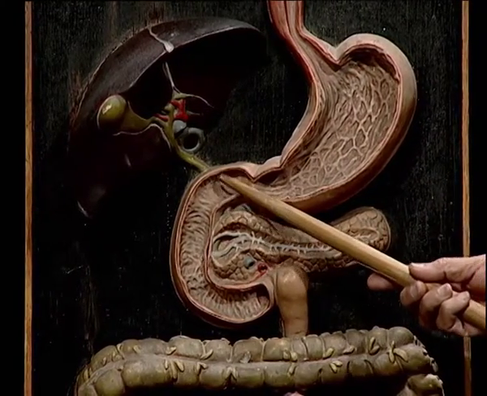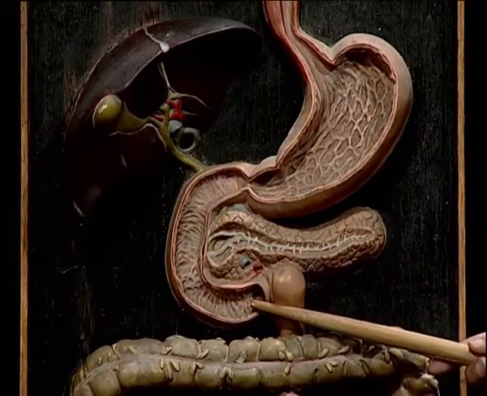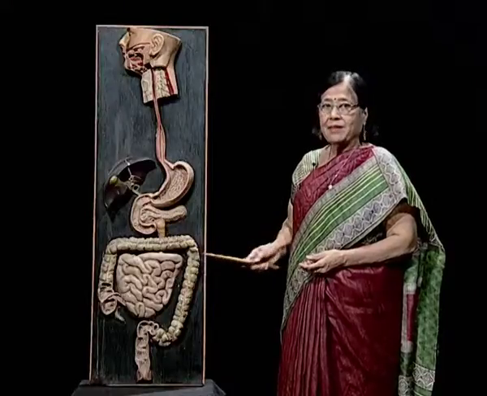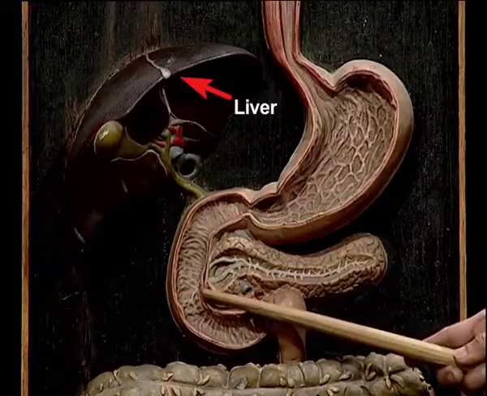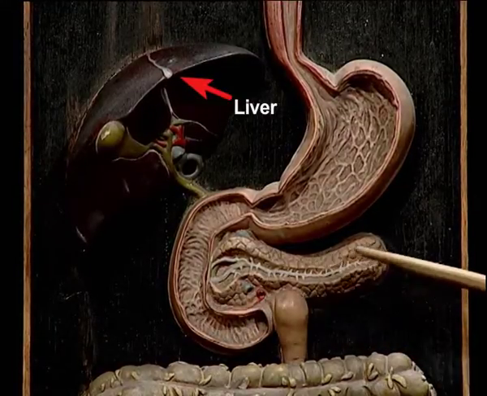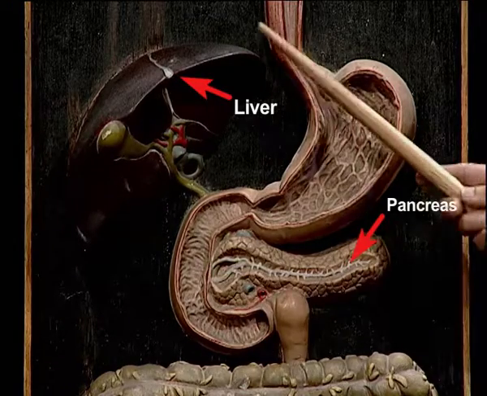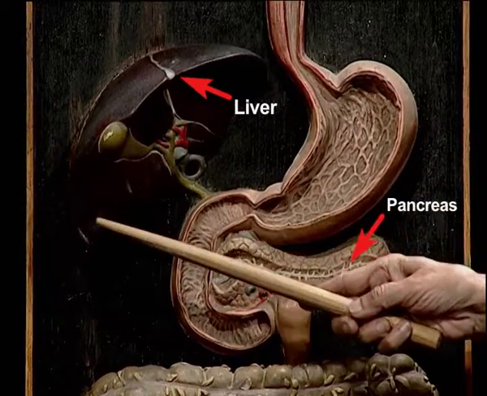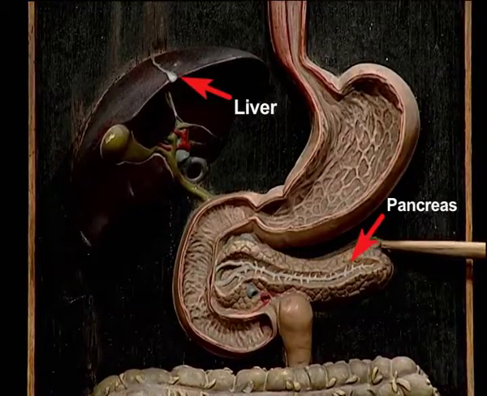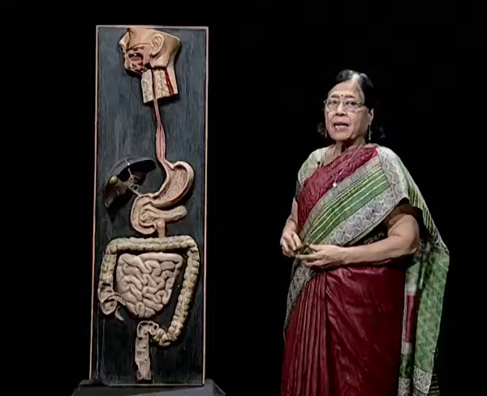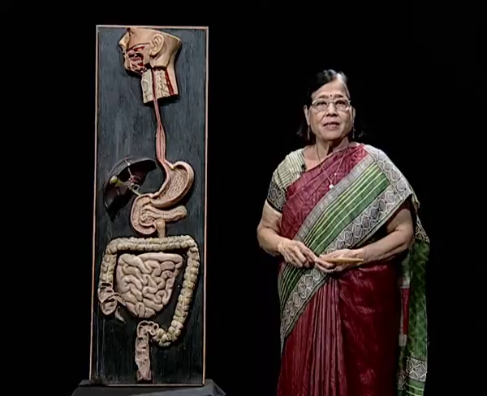Duodenum from here till here. This is important for two reasons. One, the bile from the liver is delivered here, and pancreatic juice from the pancreas is delivered here. This is the liver and this is the pancreas. Both the glands are associated with the alimentary tract, both are important.